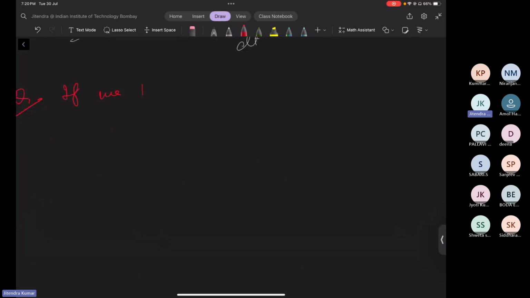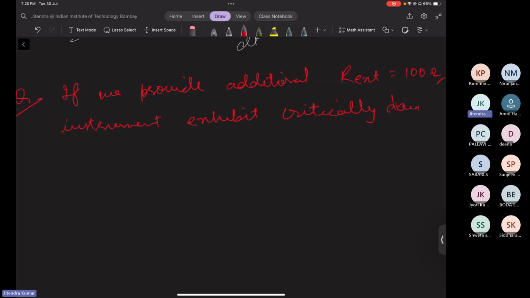So if we provide additional R external as 100 ohm in this circuit, then this instrument exhibits critically damped oscillation. We need to find out the critical damping constant. So what will be the expression of critical damping constant?